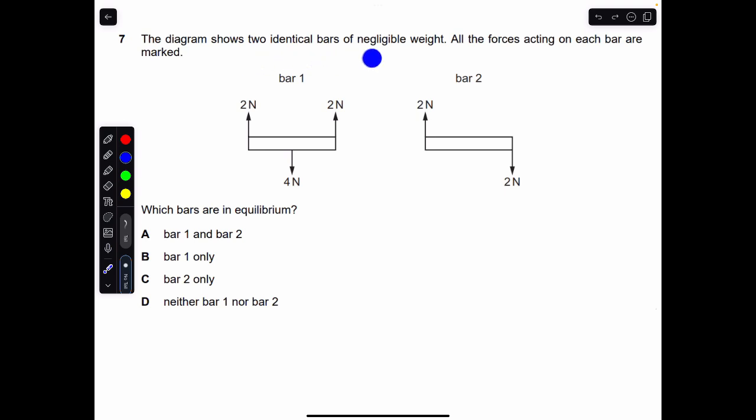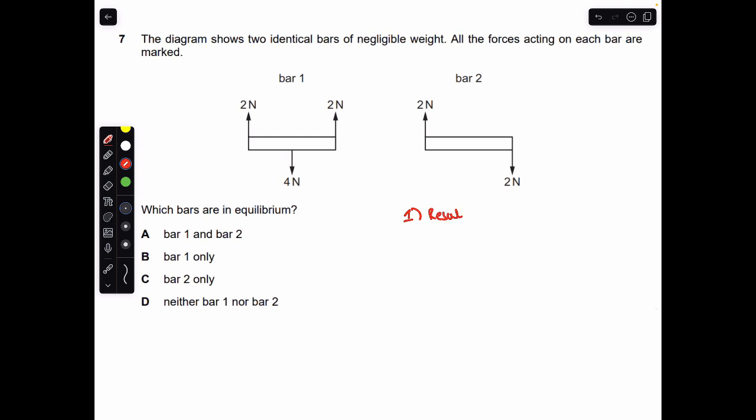The diagram shows two identical bars of negligible weight. All the forces acting on the bars are marked. Which bars are in equilibrium? The first thing that you need to understand are the conditions for equilibrium. There are two conditions for equilibrium.